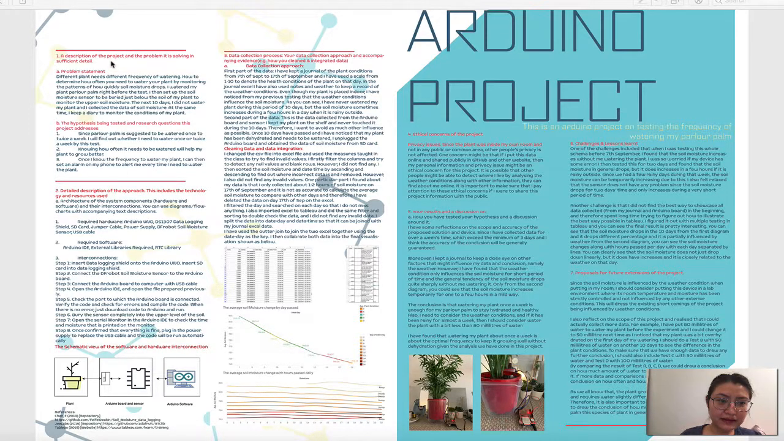So I watered my plant right before the test, and then I set up the soil moisture sensor to be buried just below the soil of my plant. And then in the next 10 days, I did not water my plant, and I collected the data of the soil moisture from the Arduino board.